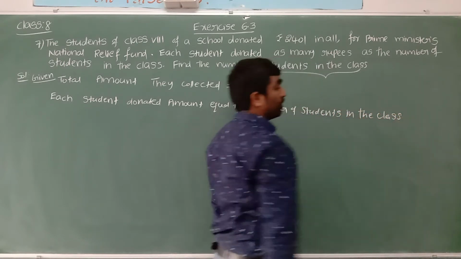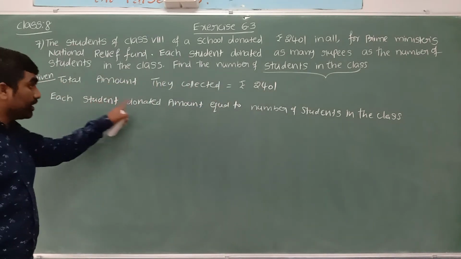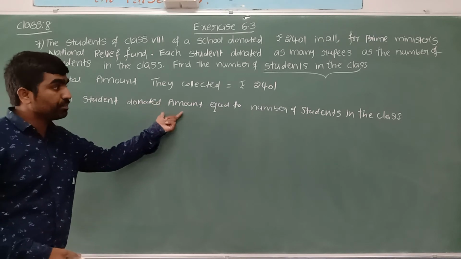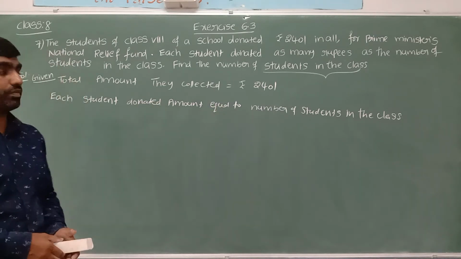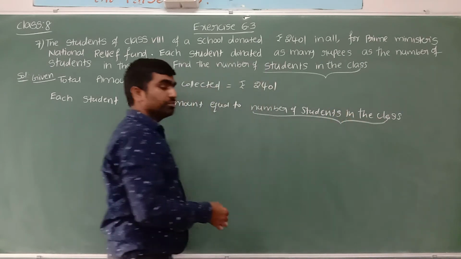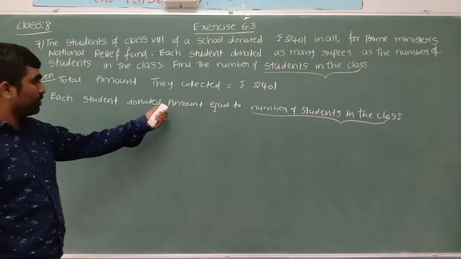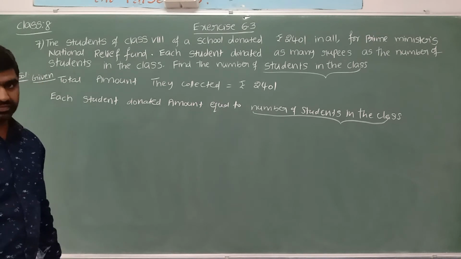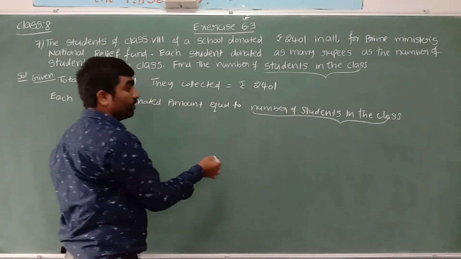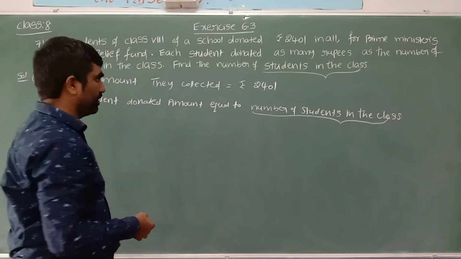Yes. Now here you can see each student's donated amount depends on the number of students in the class. This is the unknown value. If I know that, we can easily say what the amount donated by each student is. So this is the unknown value, and we can express it with the help of variables.